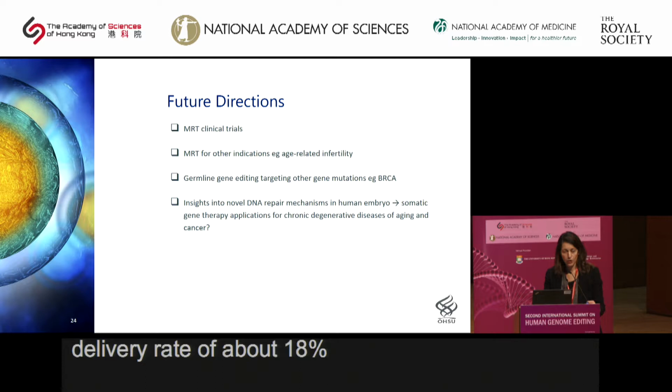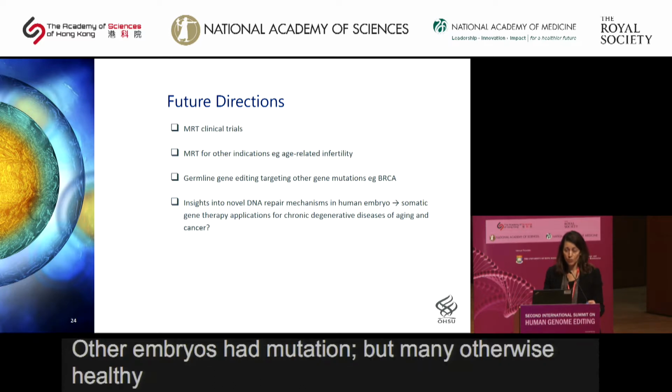As far as our future plans and directions, we're pursuing MRT trials outside of the United States. We're looking to use MRT for other indications such as age-related infertility. We're continuing our work on germline gene editing, looking at other genes, including BRCA and Huntington's disease. And we believe that the insights that we're learning about DNA repair from human embryos is going to be clinically applicable to somatic gene therapy for other conditions in medicine, such as aging and cancer.